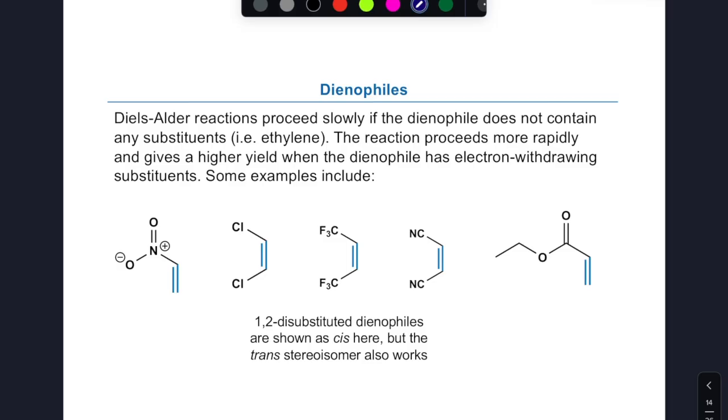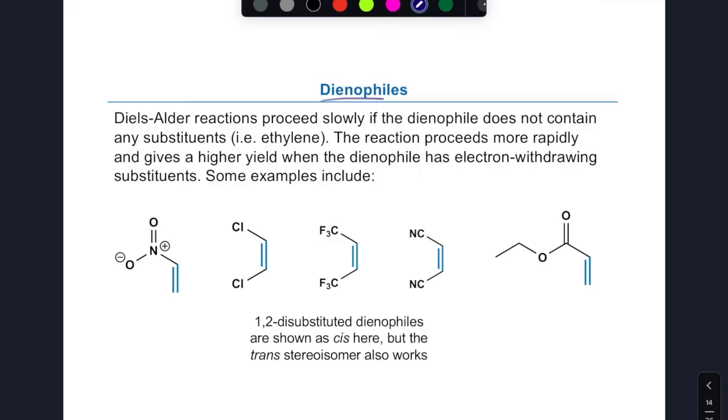Now let's go over to the dienophile. The diene is the other part of this reaction. While the diene is typically an electron-rich system, the dienophile, the other part of this reaction, is electron-poor. So what we have is the dienophile, the two carbons that are going to be adding into the system, and it's attached to a very strong electron withdrawing group.